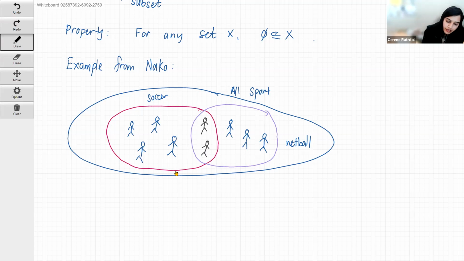Oh, there's a problem. Is there a problem with our numbers, Nako? Maybe there is some sport which he decided not to list, or was it only those sports? He said 3 play both, so it should be 3. 3 play netball, 4 play soccer, and 2 play both. But he corrected himself now, and he said that instead of 2, it will be 3. Okay, let me add one more.